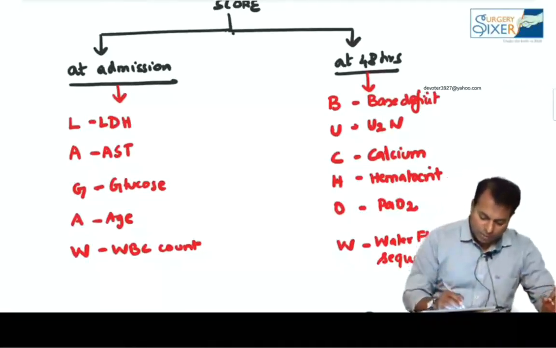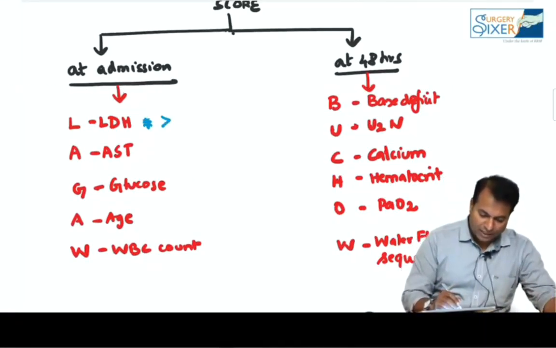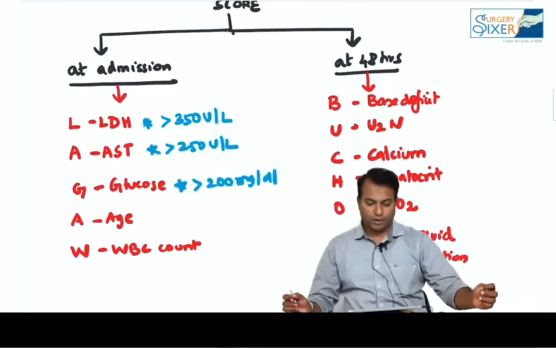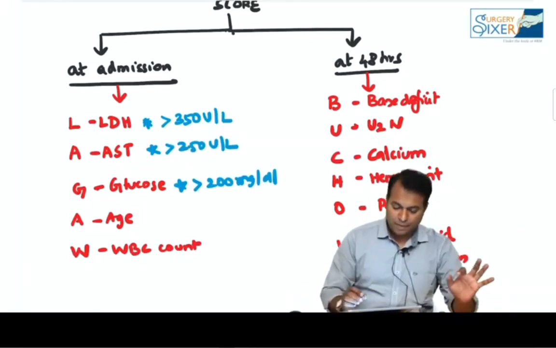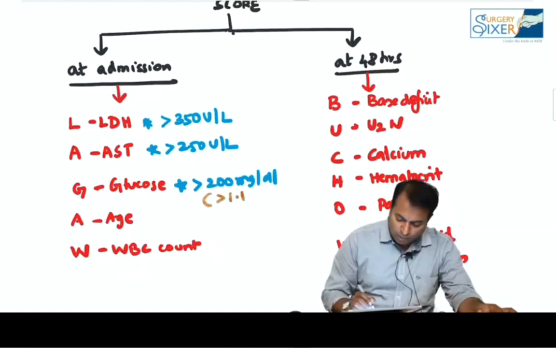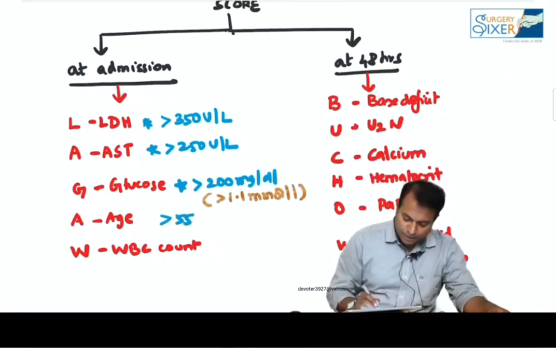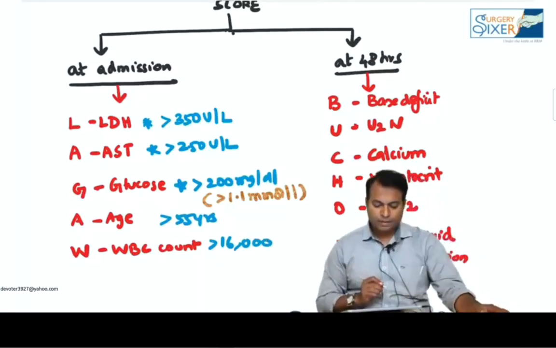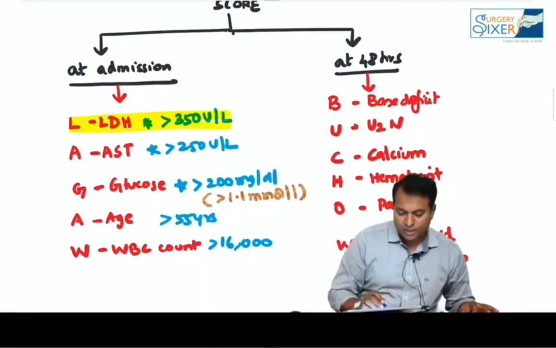Now you have to remember some of the values. They may be asked in institute exams, maybe not in the national board exam, but the institute exams can ask this. LDH is more than 350 units per liter, aspartate transaminase more than 250 units, blood glucose more than 200 or more than 11 millimoles per liter. Age is more than 55 years and WBC count more than 16,000. Please remember, this question has been asked in AIIMS: LDH value more than 350 units per liter.